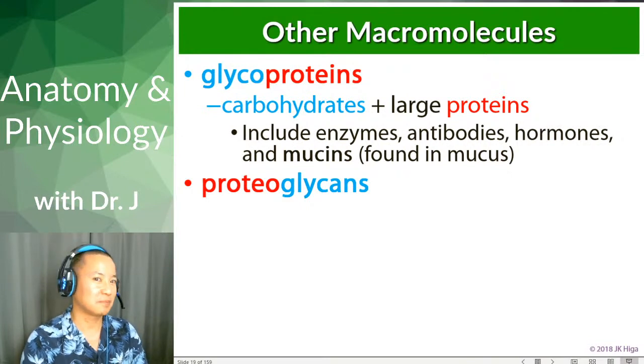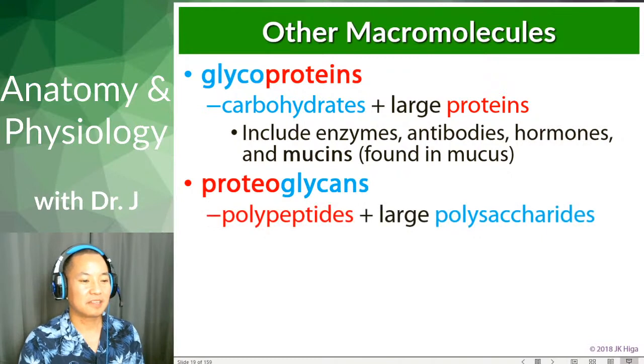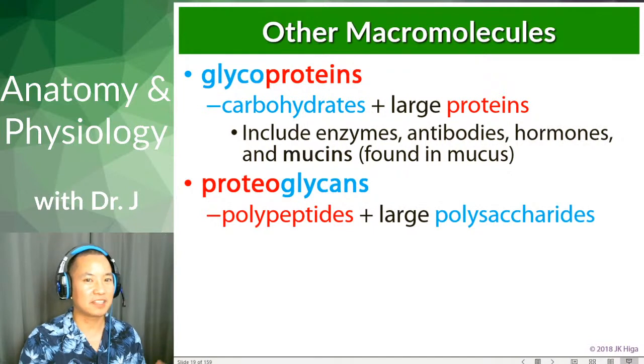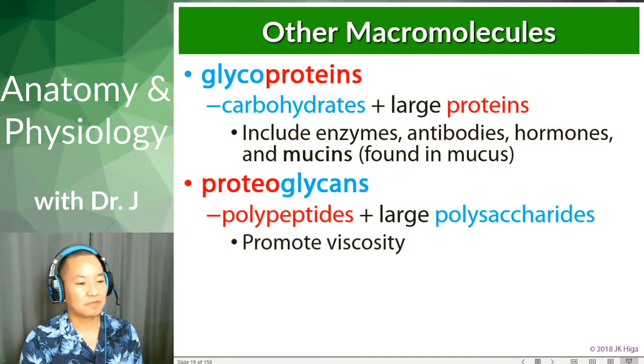So proteo sounds like protein, and remember glyco refers to sugars. So polypeptides plus very large polysaccharides. Again, these are similar in that they're both carbohydrates and proteins. They don't quite fit into these biological macromolecules, but they are made from those biological macromolecules. So these promote viscosity. Again, polysaccharides and sugars like to hold on to water, so a lot of these proteoglycans can hold on to a large volume of water.